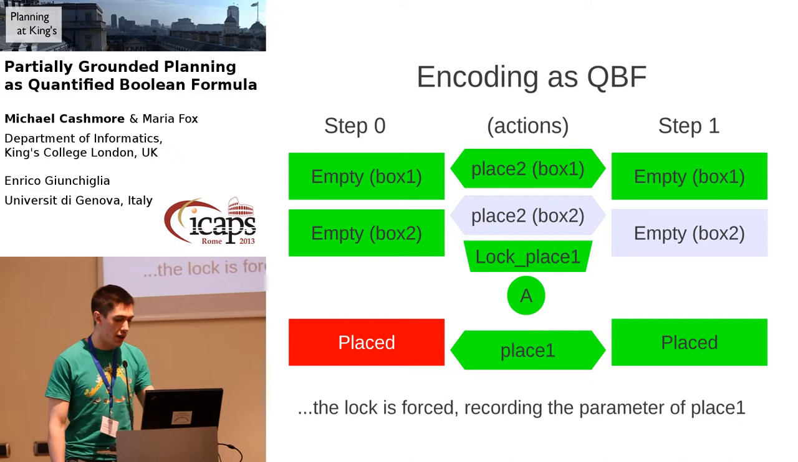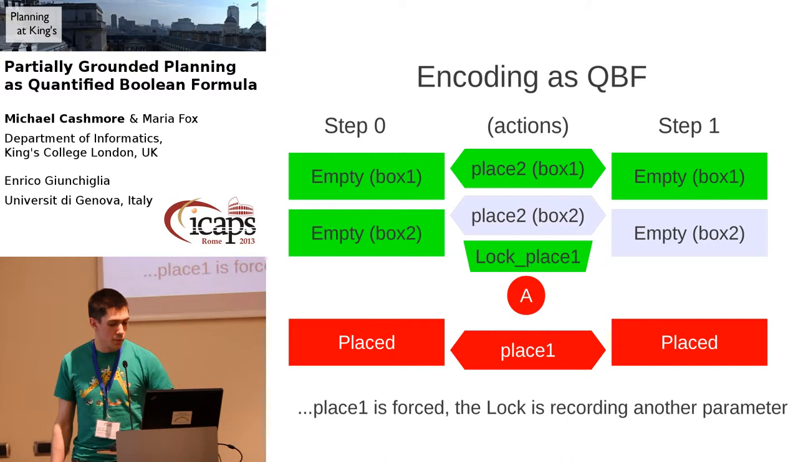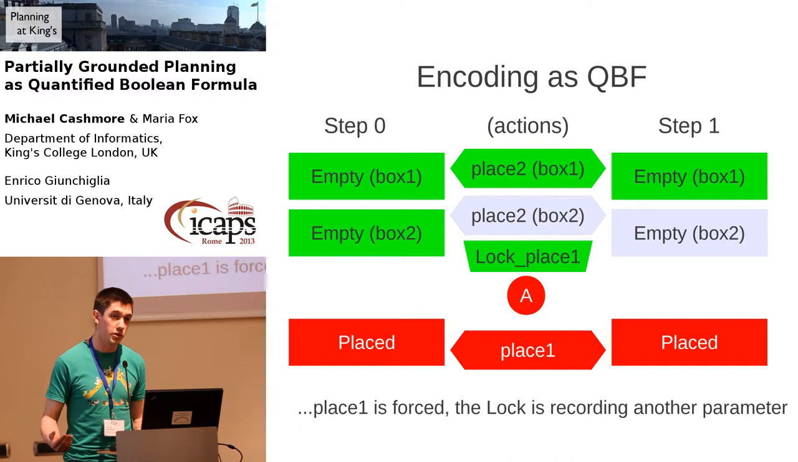If we look at the other pigeon, because the lock is now different to the universal variable, the action has been forced to be false. So we've effectively made the two actions mutually exclusive with use of this extra variable. And that's our solution.